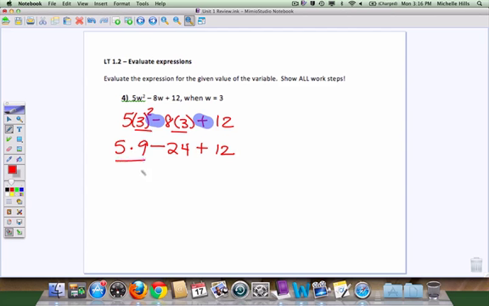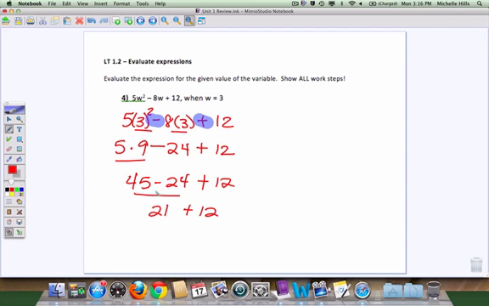I still have to do this multiplication before I can add or subtract, so 45 minus 24 plus 12. I add or subtract from left to right, whichever one comes first. In this case, it's subtraction, so 45 minus 24 is 21, and bring down my plus 12. I can't do the 21 and then add the 12 and get 33 all in one step.